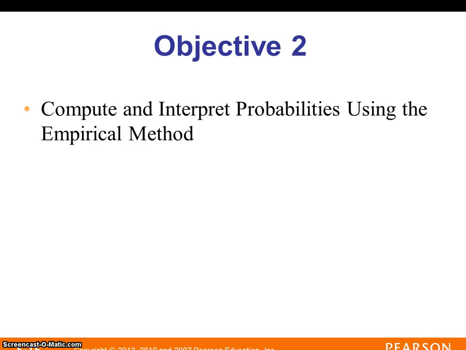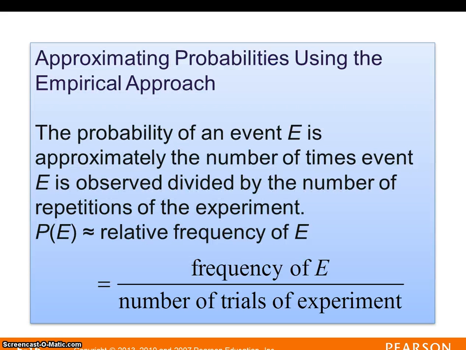Okay, so that brings us to objective 2, which is on computing and interpreting probabilities using the empirical method. And so this is based on observation and experiment. Approximating probabilities using the empirical approach, the probability of an event happening is basically the frequency of that event divided by the number of trials in the experiment, right?